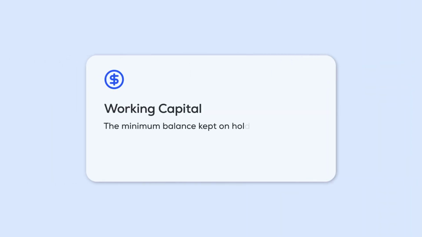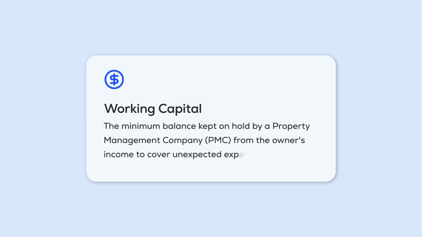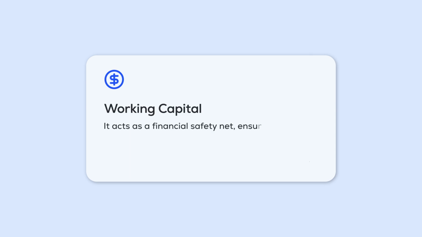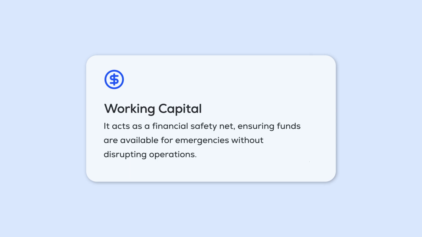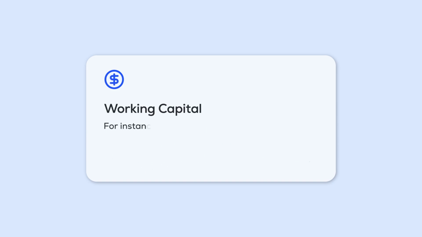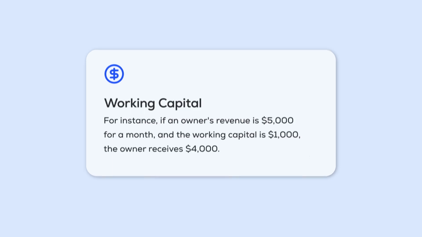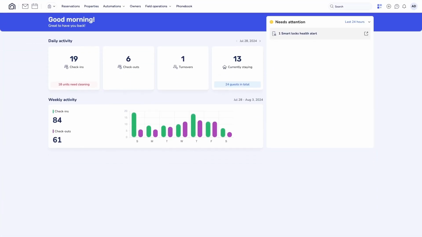Working capital is the minimum balance kept on hold by a property management company from the owner's income to cover unexpected expenses. It acts as a financial safety net, ensuring funds are available for emergencies without disrupting operations. For instance, if an owner's revenue is $5,000 for a month and the working capital is $1,000, the owner receives $4,000. Let's set up working capital in Guesty.